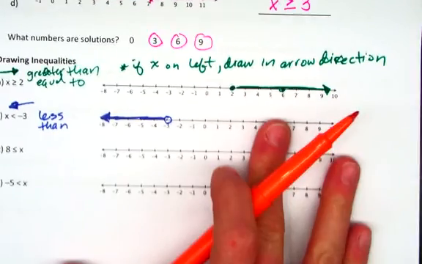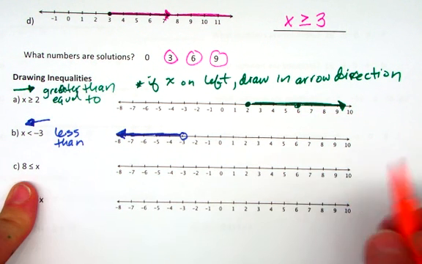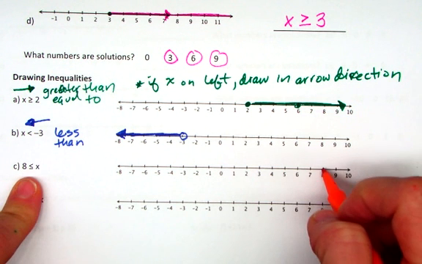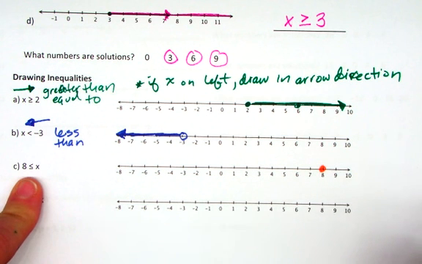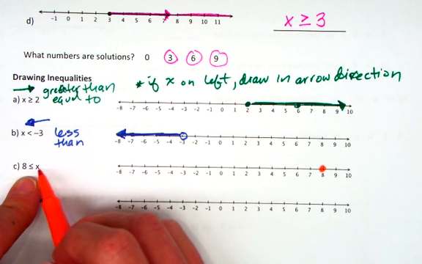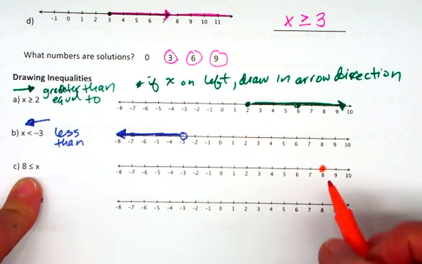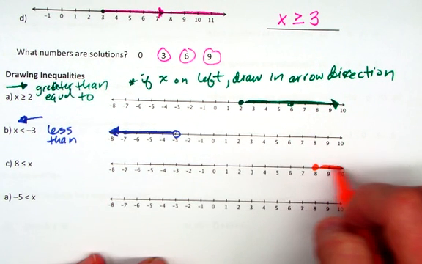Now I have 8 less than or equal to x. So I come over here to 8, and I have an equal to on there, so I'm going to make it a solid circle. Now here, notice the alligator wants to eat x. That means x needs to be more than 8 because the alligator is eating more. Well, what numbers are more than 8? 9 and 10. So this is where it's going to go this way.